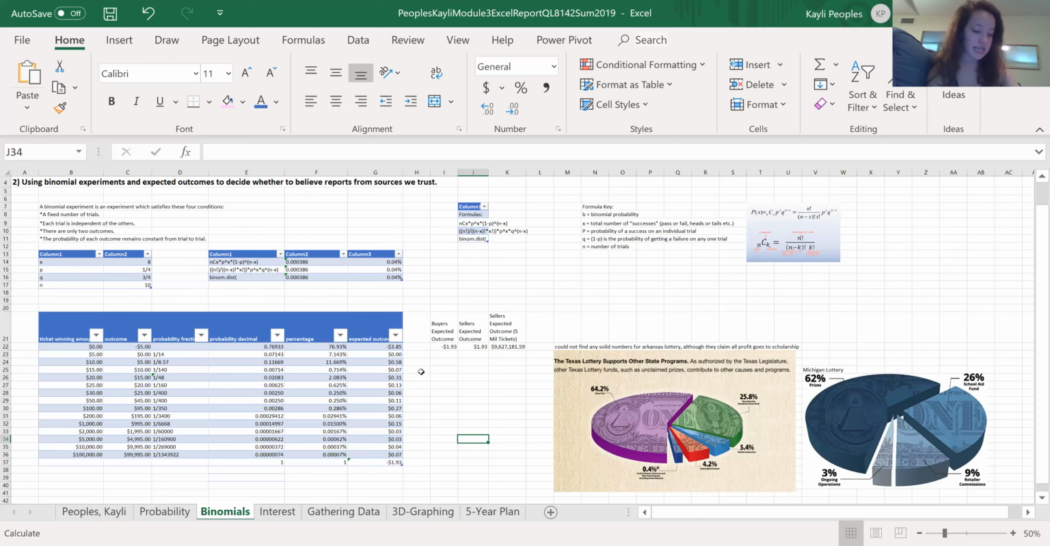Which is good news for the sellers of the lottery tickets, bad news for buyers. Good news for the sellers is that based on that outcome, if they were to sell 5 million tickets, they would have over $9 million coming in. So the next question is, where does that money go?